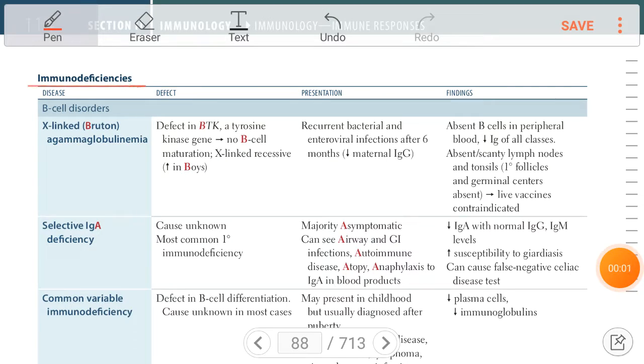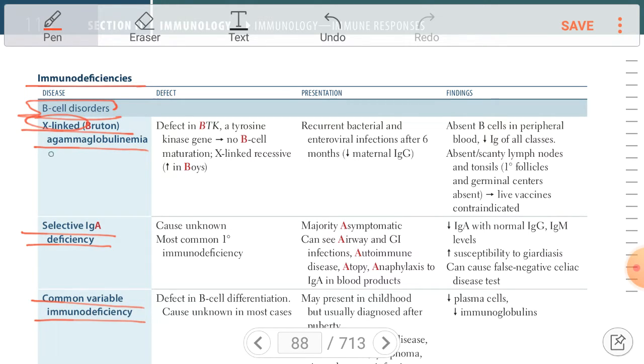We will speak about immunodeficiencies, B cell disorders. We have X-linked agammaglobulinemia, we have selective immunoglobulin A deficiency, and we have common variable immunodeficiency. So we will speak about X-linked agammaglobulinemia.